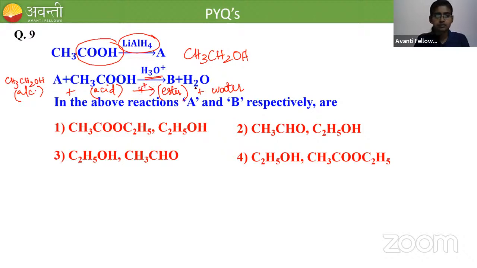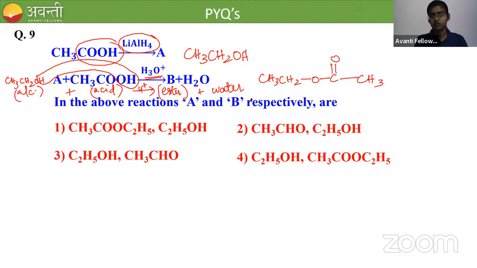So how to get the ester? The hydrogen from alcohol and OH from acid will go out as water, and at the end we have CH3CH2O-C double bond O-CH3. So this is the ester we are getting, that is ethyl ethanoate. So option 4 is the correct answer. Compound A is ethanol and compound B is ethyl ethanoate. Good, students. The second reaction is esterification, and the first is the reduction of carboxylic acid to alcohol.